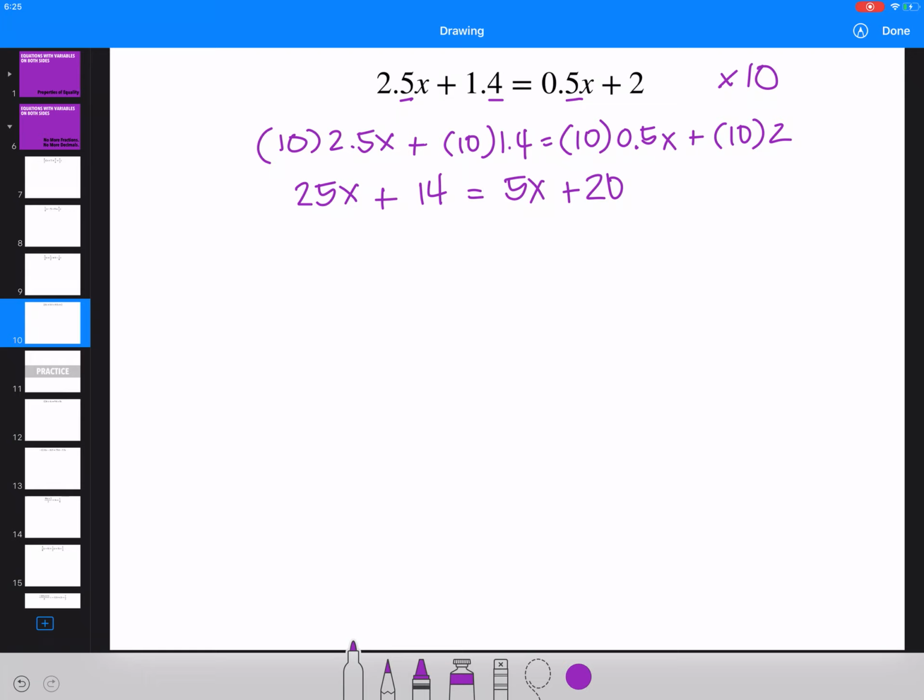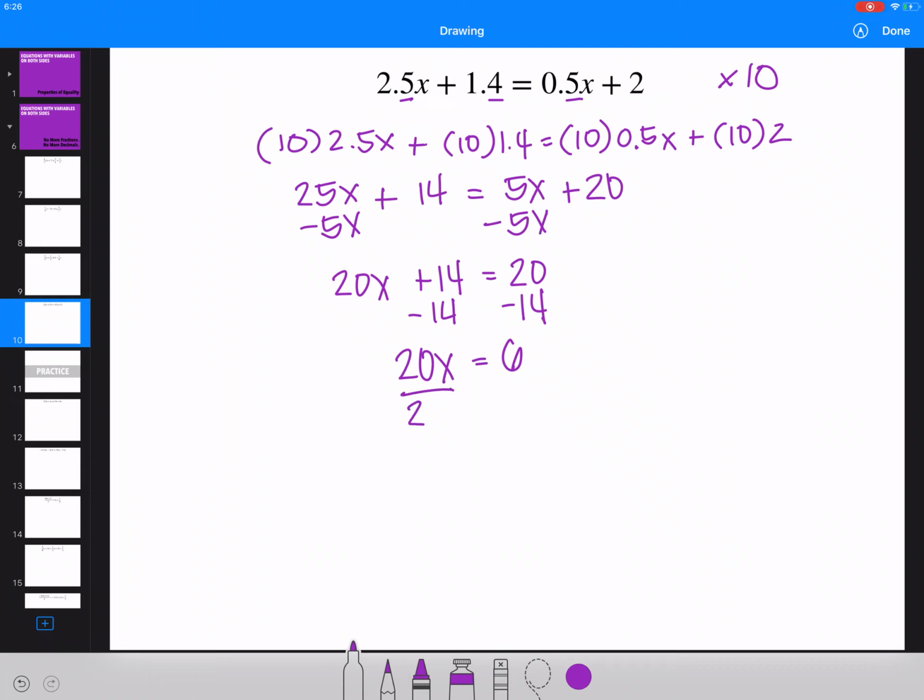And now we can just use our inverse operations to solve for x. So I'm going to subtract 5x from both sides, and I'm left with 20x plus 14 equals 20. I'm going to subtract 14 from both sides, and I'm left with 20x equals 6. Divide both sides by my coefficient of x, and I'm left with x equals 3/10.